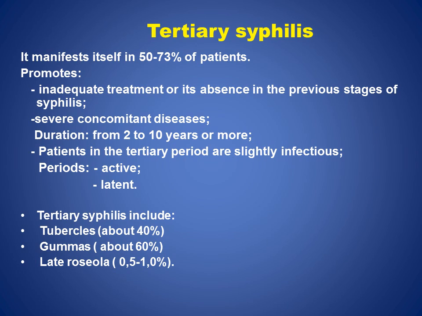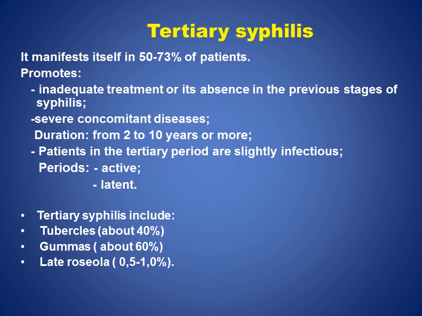Tertiary syphilis manifests itself in 50 to 73% of patients. It is promoted by inadequate treatment or its absence in the previous stage of syphilis, and by severe concomitant disease. Duration is from 2 to 10 years or more. Patients in the tertiary period are slightly infectious. There are the following periods of tertiary syphilis: active tertiary syphilis and latent tertiary syphilis.